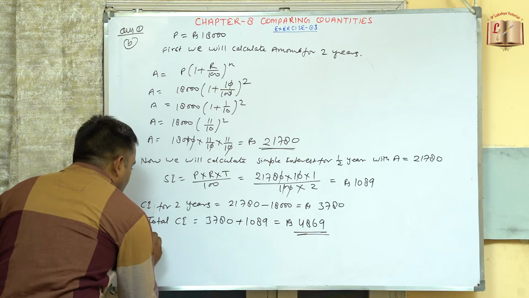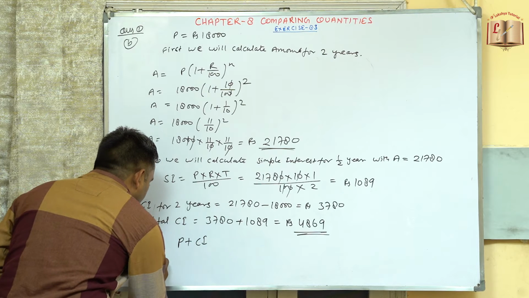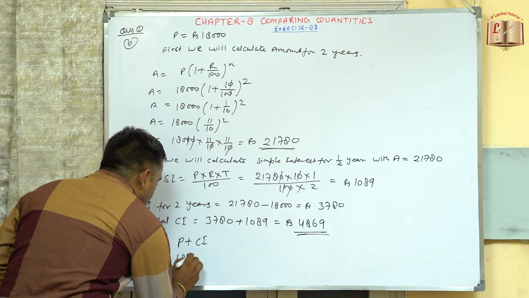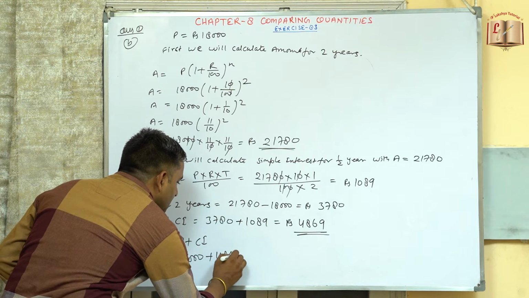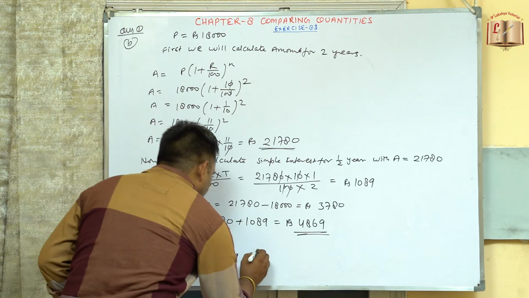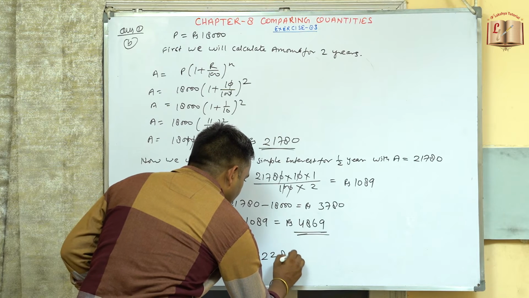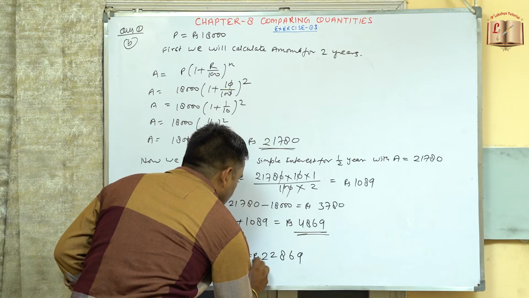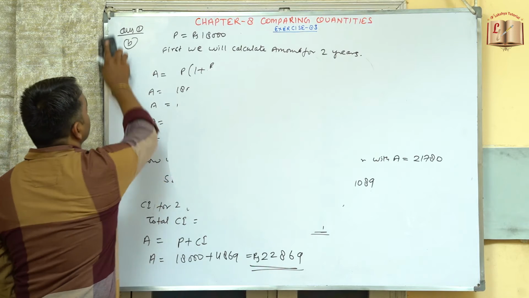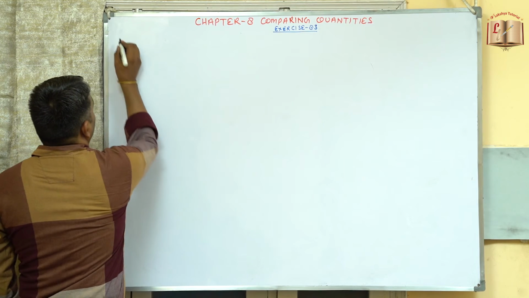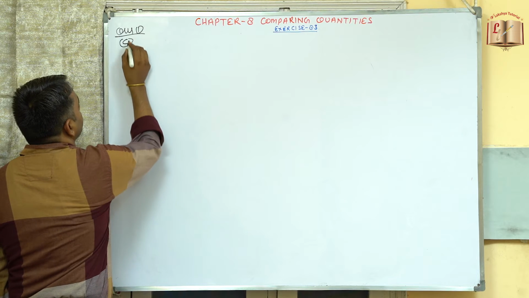Now we found out the A, so amount will be equal to P plus CI. So A will be equal to P, which is 18,000, plus this CI, 4869. If we add up, this will be 22,869 rupees. Now coming to the question number 1C part.